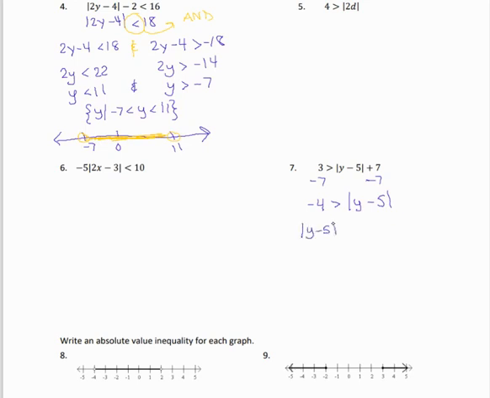I'm just changing the order. I'm not dividing through where I have to change symbols. But notice right here, the inequality is pointing to the absolute value, so I need to keep that there. Okay?